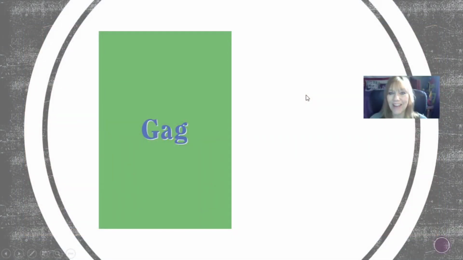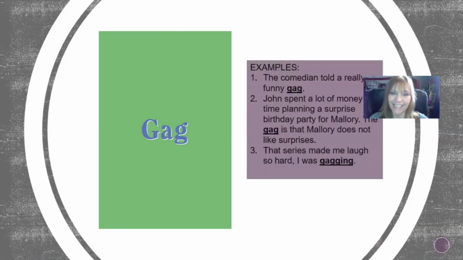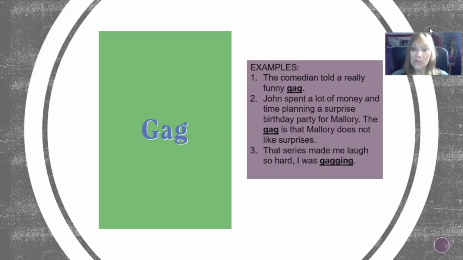All right, term number 5 is gag. So let's look at some examples. The comedian told me a really funny gag. What do you think gag means here? Or John spent a lot of money and time planning a surprise birthday for Mallory. The gag is that Mallory does not like surprises. Or that series made me laugh so hard. I was gagging. So what do you think it means?